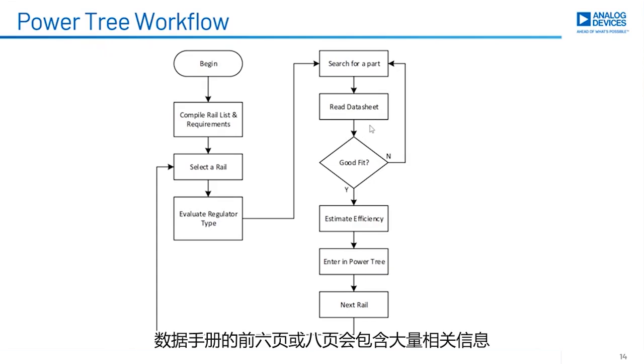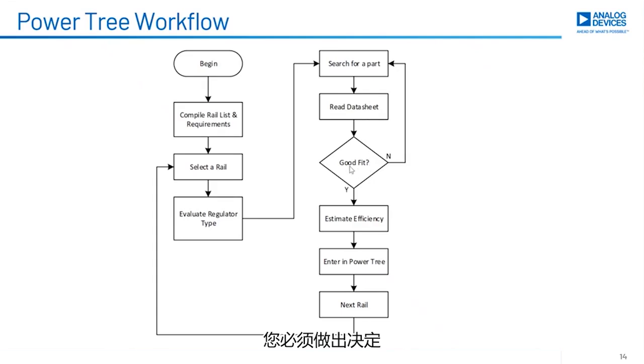Certainly the first 6 or 8 pages of the data sheet will have a lot of that relevant information. And you have to make a decision. Is this a good fit for this rail? If the answer is yes, you can proceed. If it's not, or something doesn't seem like it's optimal, go back and look for a different part. So it's an iterative process.